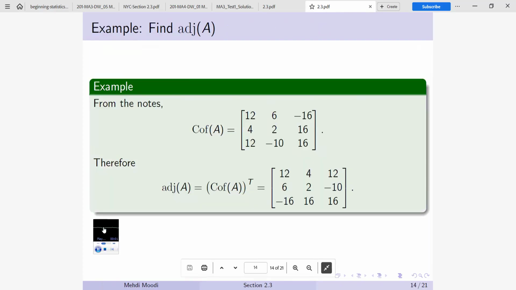This is a clean example. Once the cofactor matrix is known, the adjoint is just transpose. It's like building IKEA furniture. The hard part is the first 20 steps, and then step 21 is turn it upright.